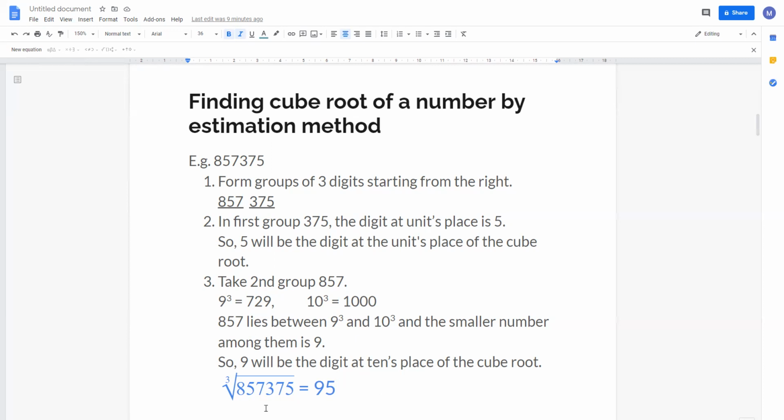So we can write the cube root of the given number 8,57,375 equal to 95. 5 we got from the second step and 9, the tens digit, we got from the third step. So the cube root of the given number equals 95. Here we have not done any factorization; we have done it by the method of estimation. Same type of questions are going to come in the exercise. Then we will do more examples of that type.